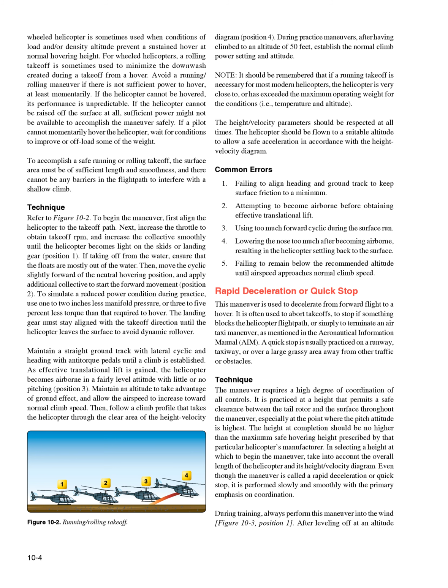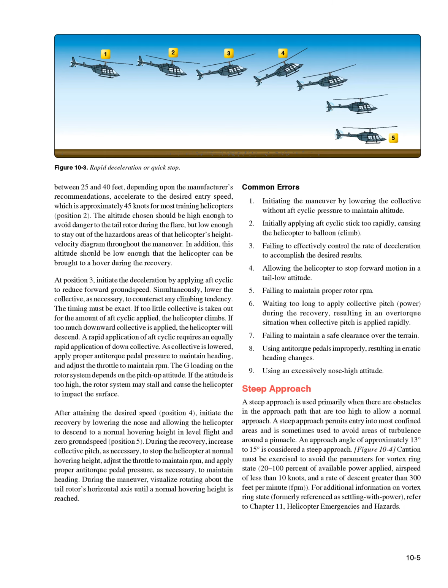During training, always perform this maneuver into the wind, Figure 10.3, position 1. After leveling off at an altitude between 25 and 40 feet, depending upon the manufacturer's recommendations, accelerate to the desired entry speed, which is approximately 45 knots for most training helicopters, position 2. The altitude chosen should be high enough to avoid danger to the tail rotor during the flare, but low enough to stay out of the hazardous areas of that helicopter's height-velocity diagram throughout the maneuver. In addition, this altitude should be low enough that the helicopter can be brought to a hover during the recovery.